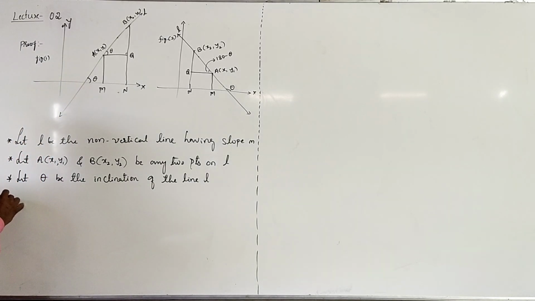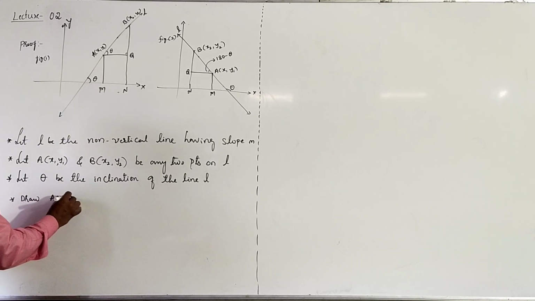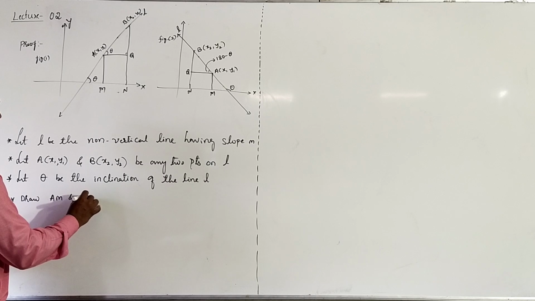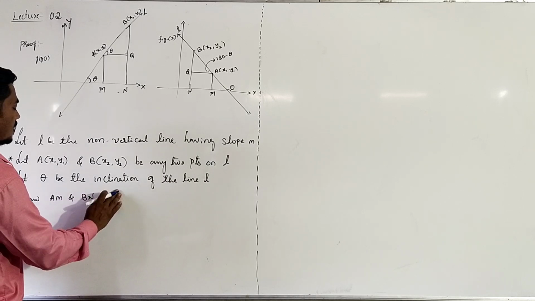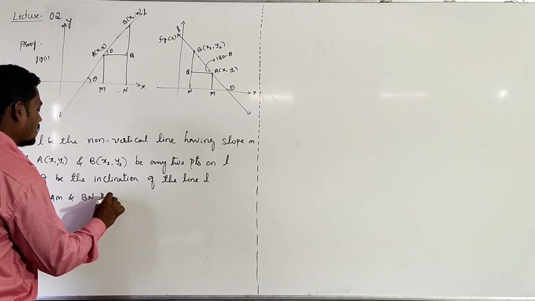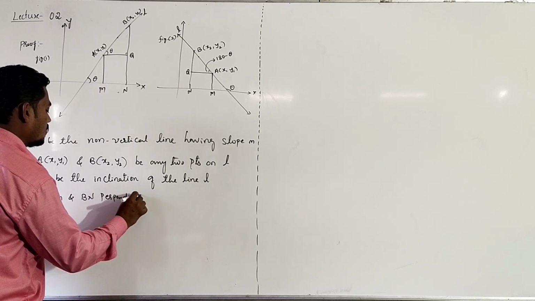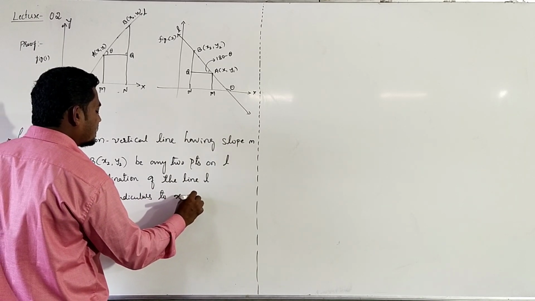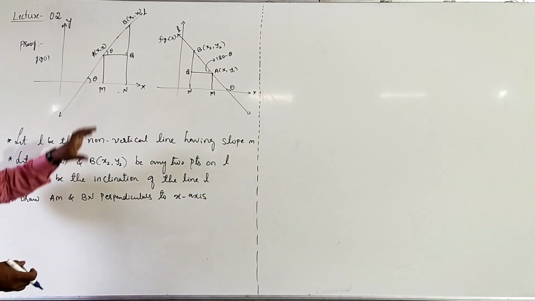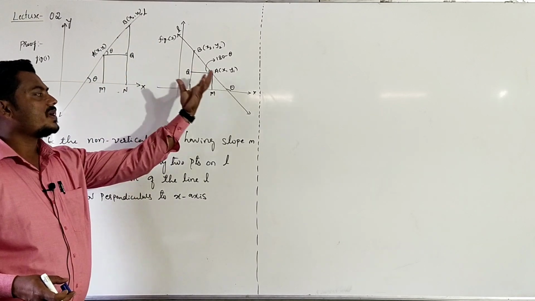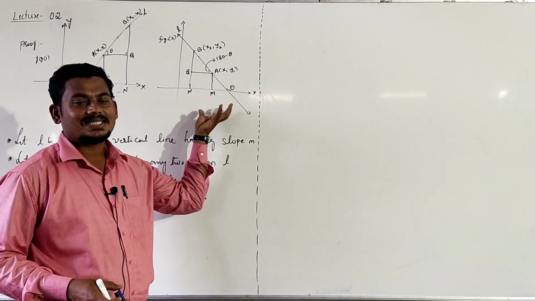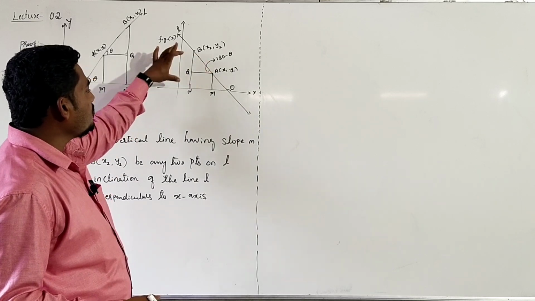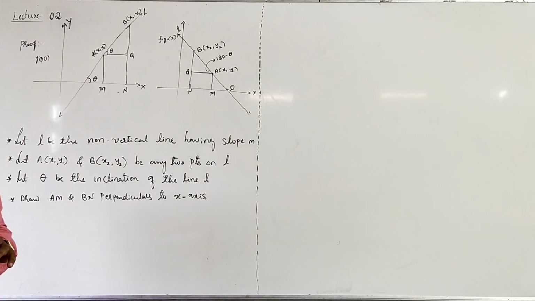After that, next point, draw AM and BN perpendiculars to x-axis, right? Clearly AM and BN are perpendiculars to x-axis. In both the figures, AM and BN are perpendiculars to x-axis, right?